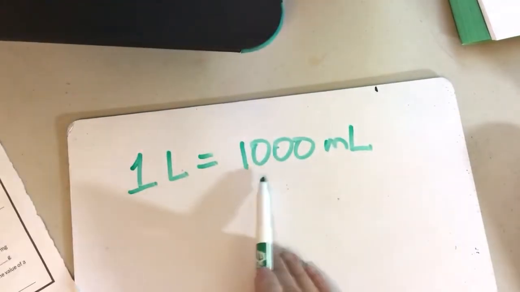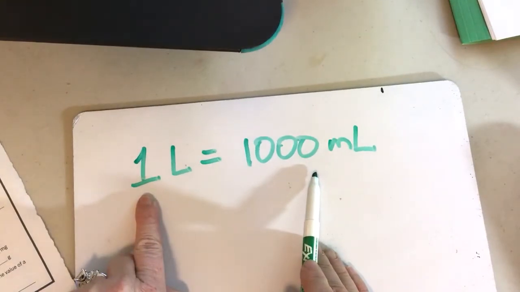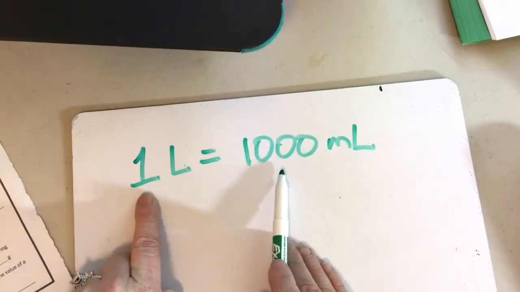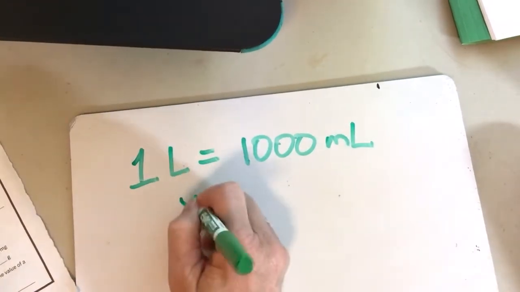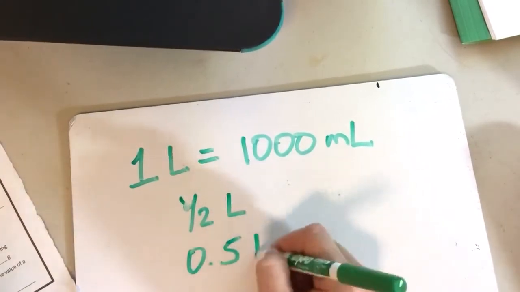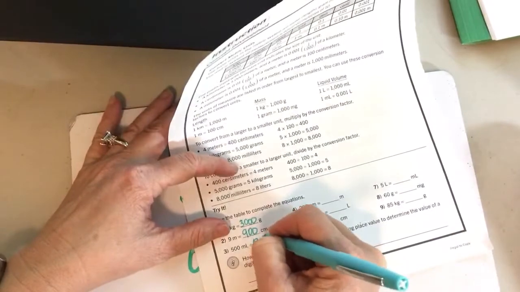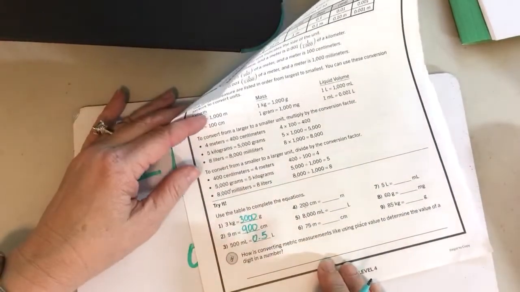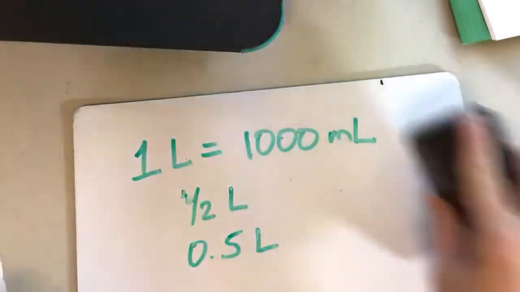Well, 500 milliliters is not quite a liter. So if 1,000 makes 1 liter, then 500 would have to make half of a liter, okay? And you could write it like that, or you could write it like that, okay? I think I'm gonna write mine like that, half a liter. Did it trick you? Okay, so let's do 4 together, and then maybe I'll have you try 5 and 6 on your own.